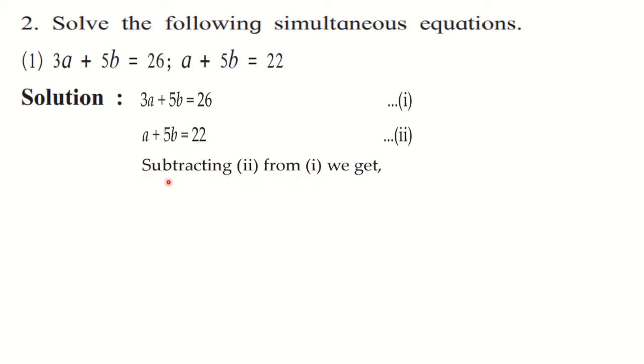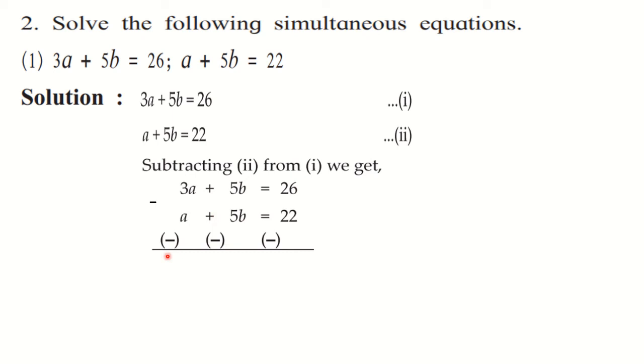Always write down in this format. Subtracting equation 2 from 1. That means equation 1 will appear up and equation 2 will appear below. Okay. So now we are going to write down the equations, and here you don't forget to write down this minus sign, which shows that you are doing the operation of subtraction. You are subtracting these two equations.